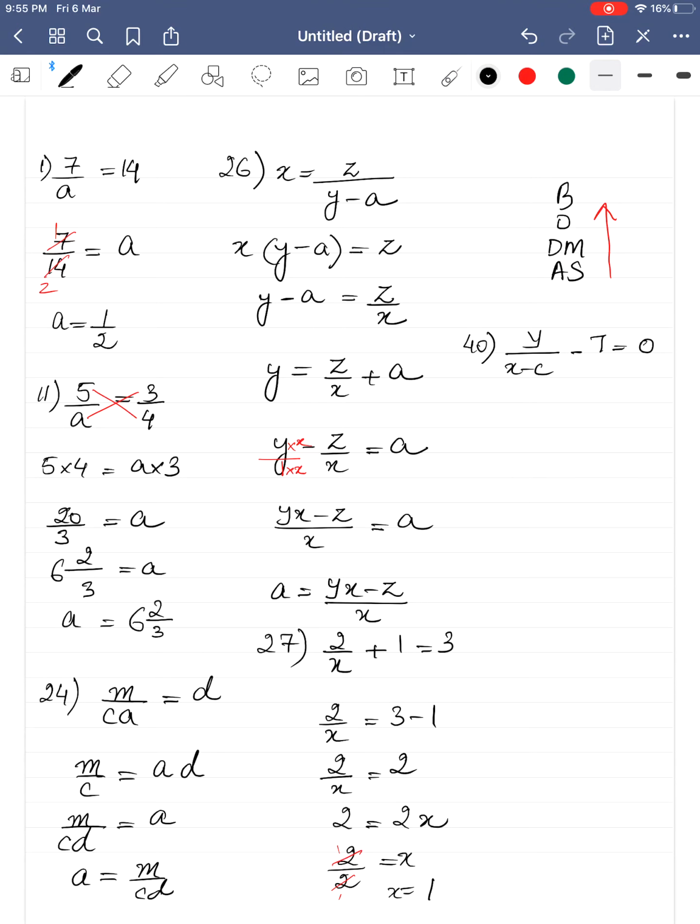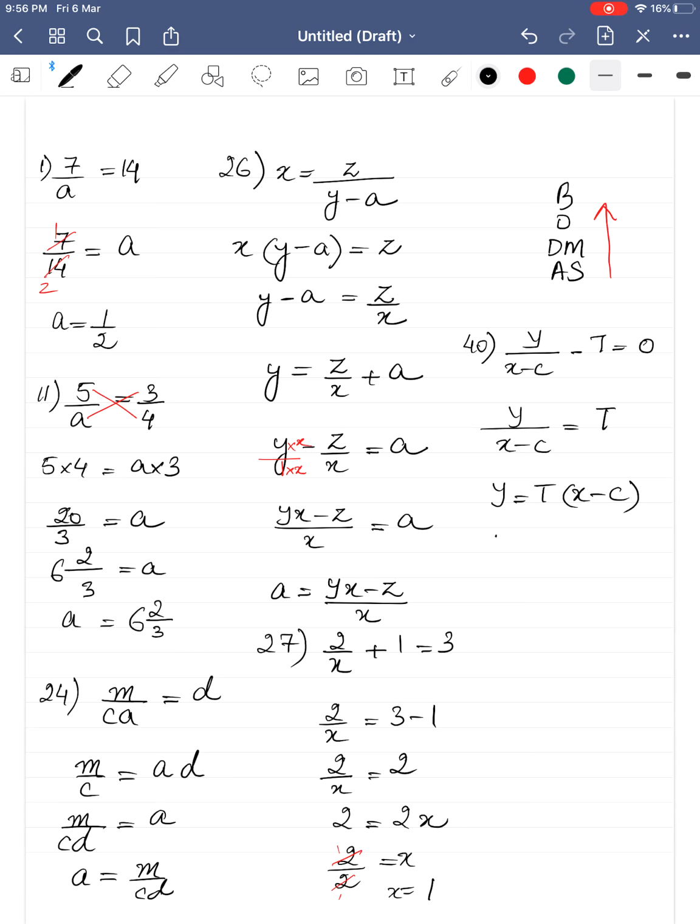So keeping that in mind, first I will take the negative t to the other side. So I have y divided by x minus c is equal to t. So the negative t goes to the other side and becomes positive t. Now keeping in mind that this whole thing is my bracket, I will move the whole bracket to the numerator, and I have y is equal to t into x minus c. Now my bracket is in the numerator, which makes my x in the numerator.